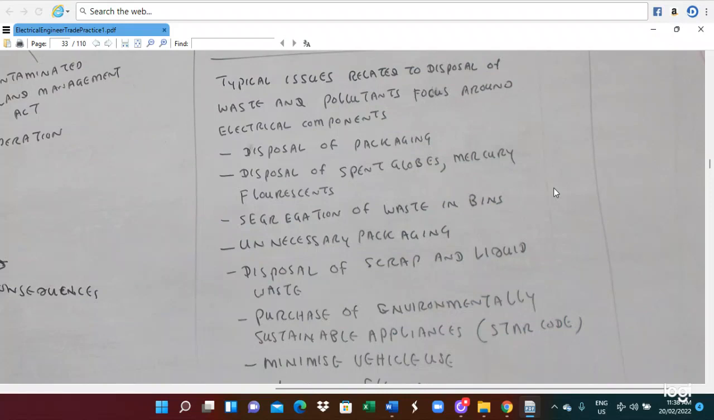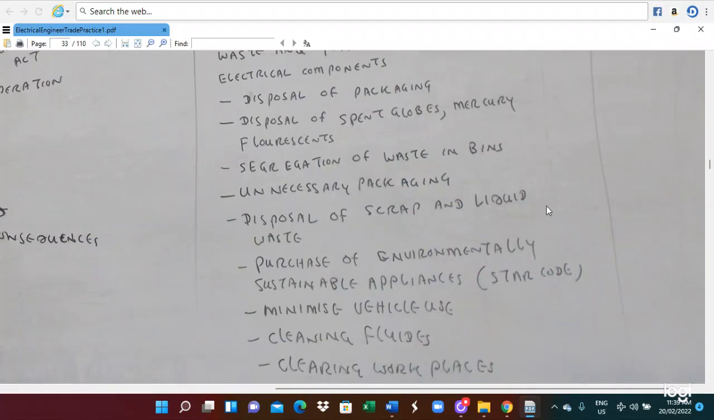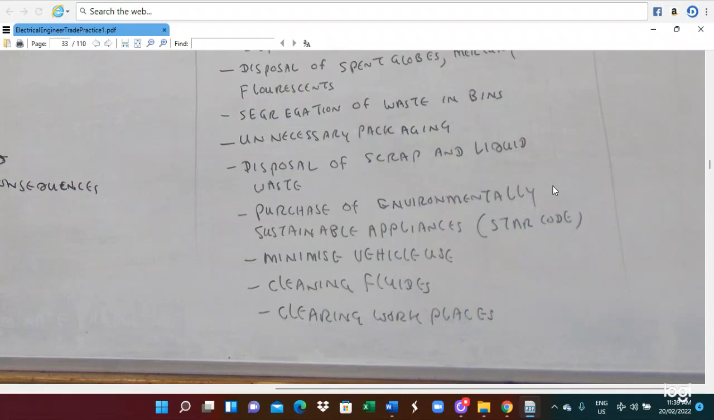Disposal of broken glass, mercury, and fluorescent lamps, segregation of waste in the bin, avoiding unnecessary packaging, and depositing all the scrap and liquid waste. Also, purchasing environmentally sustainable appliances, minimizing vehicle use, cleaning the fluids, and clearing the workplaces. Those are important for environmental control.